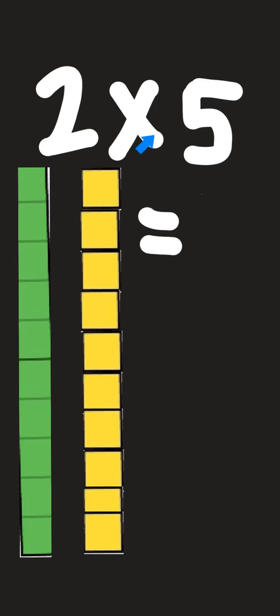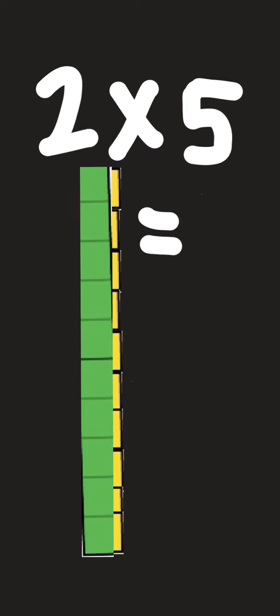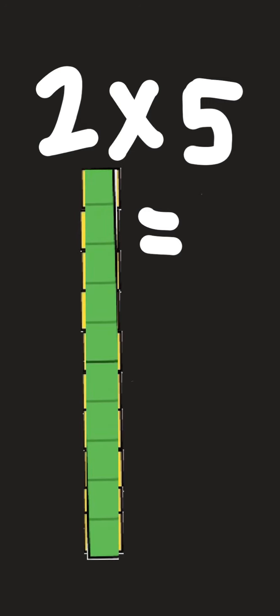2x5 means 2 lots of 5. So here's one lot, and here's another lot. 1, 2, 3, 4, 5. 1 lot of 5 and another lot of 5. So that is equal to 10. So I'm going to replace that with my Dean's 10 block. 2x5 equals 10.